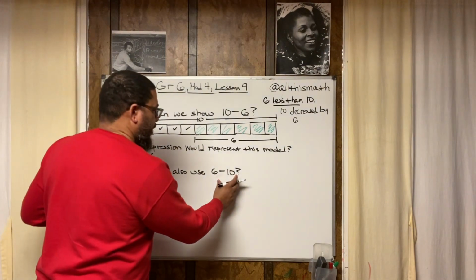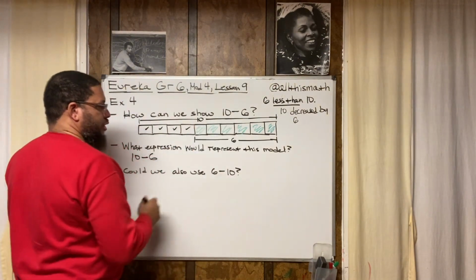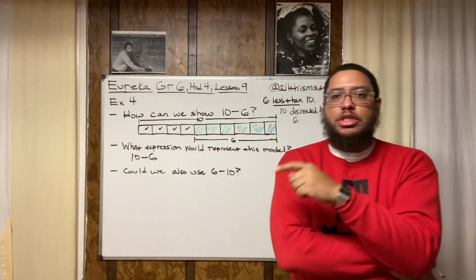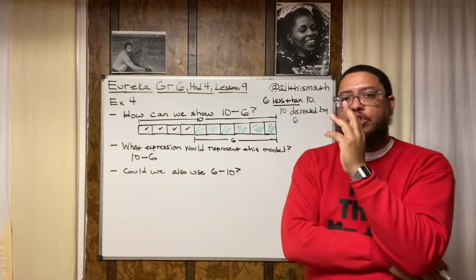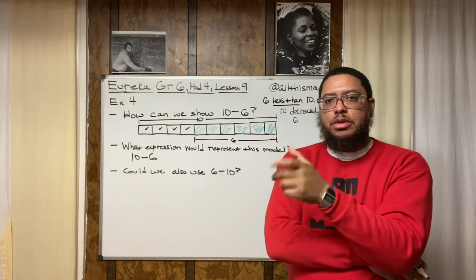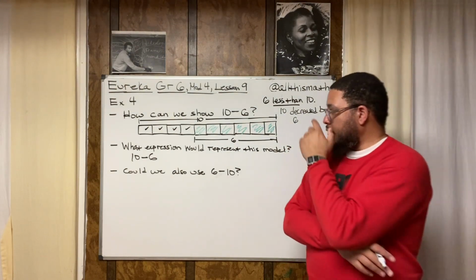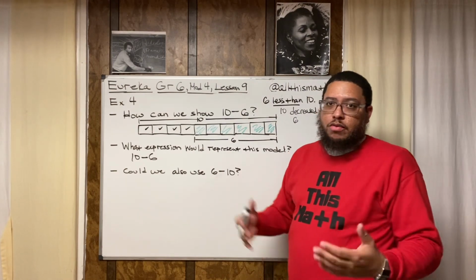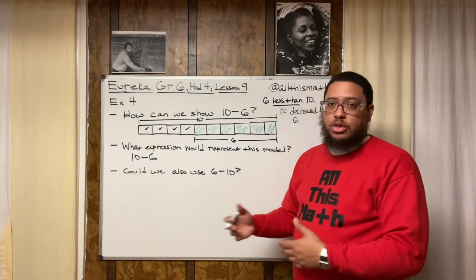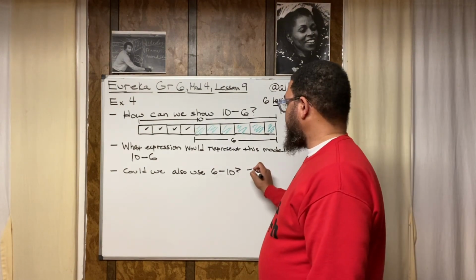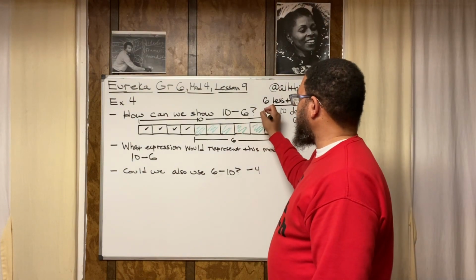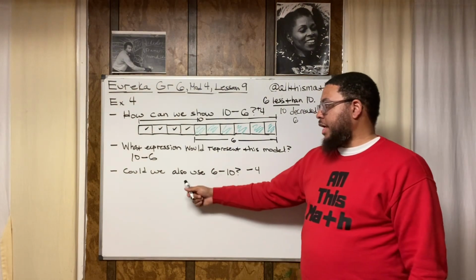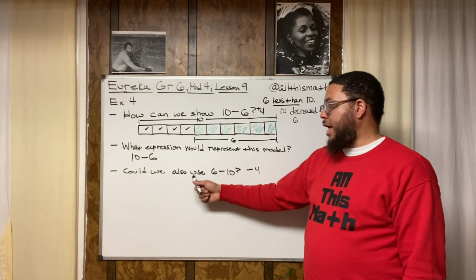Now let's look at this last question. Could we also use 6 minus 10 as an expression to represent this? Basically, they're asking, is there a commutative property of subtraction? We've talked about the commutative property, which says that the order of the numbers doesn't matter; you'll get the same answer anyway. So is 10 minus 6 the same thing as 6 minus 10? If we could also use that, then our end result should be the same. Now, I happen to know that 6 minus 10 is equal to negative 4, but 10 minus 6 is equal to positive 4. So these are not the same numbers. In fact, they're exact opposites. So we cannot use 6 minus 10.